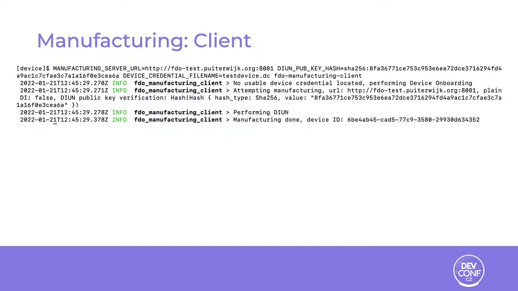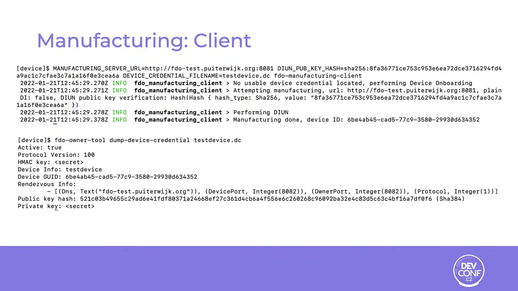So let me give a very quick demo of just the command line that we made for this implementation. So this is the side of the manufacturer client. The manufacturer client basically gets informed where the manufacturing server is located. So the manufacturer would be performing this part on the device. And after this is performed, it creates a device credential on the device. And the manufacturing server will have an ownership voucher.